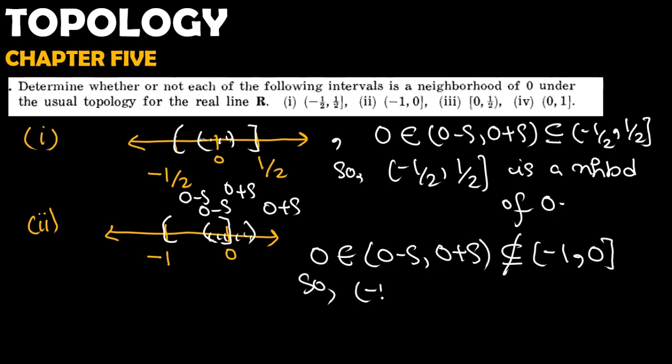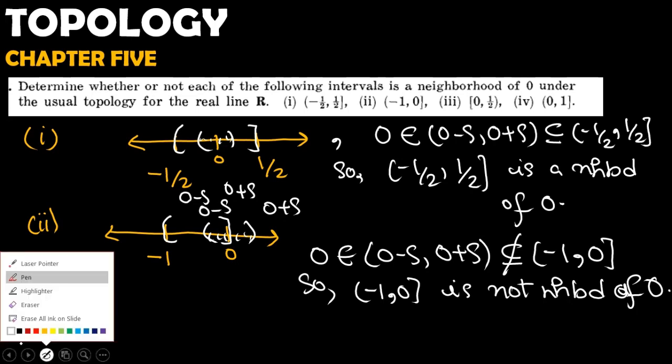So this half open and closed interval is not a neighborhood of 0. This interval is not a neighborhood of 0. How is it not a neighborhood of 0? Because the neighborhood of 0, which is minus delta to plus delta, does not belong to our interval. I hope it is clear to you.